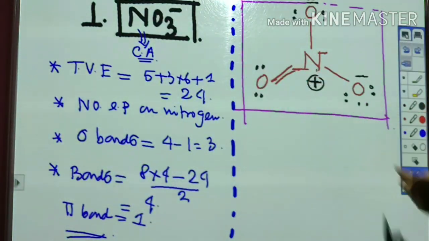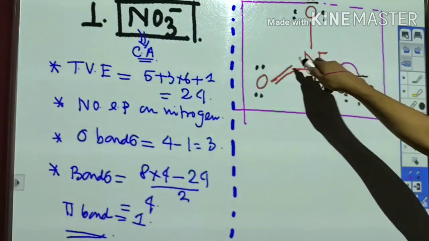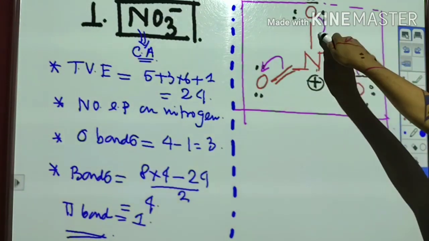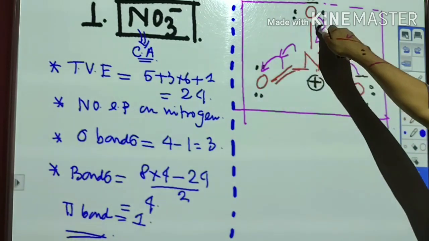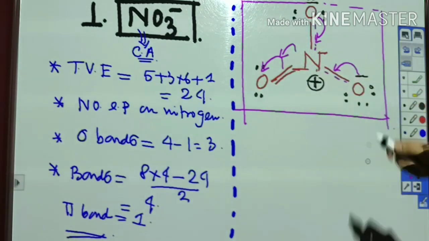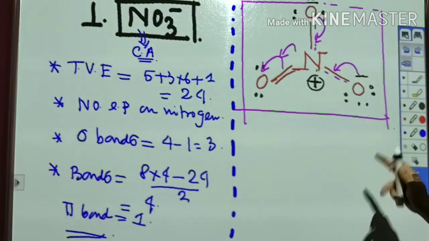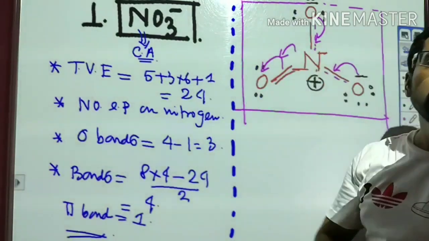Now this pi bond you can put anywhere. This is resonance, or else you can put it here also. So either here or here or here, it does not matter. It will give you 3 equivalent structures of NO3 minus. This is the Lewis dot structure for NO3 minus.